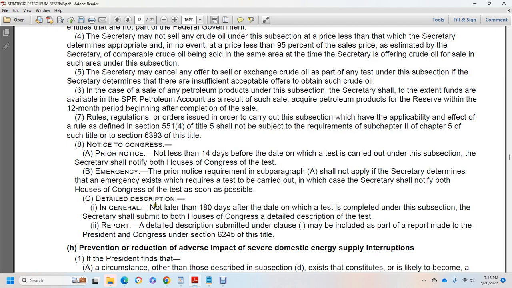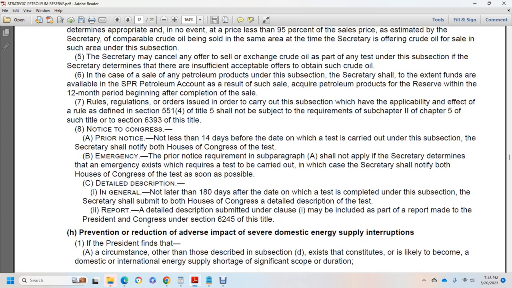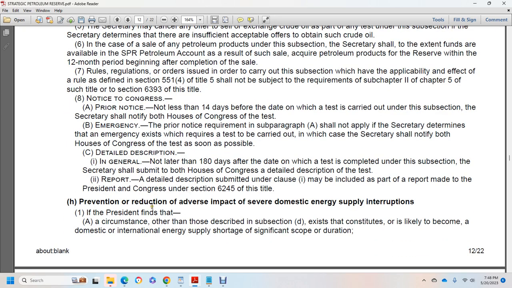See detailed prescription. In general, no later than 180 days after the test is complete under subsection, the Secretary shall submit to each House of Congress a detailed description of the test. Two, report: a detailed description submitted under the clause shall be included as part of the report made by the President to Congress under Section 6245 of this title.